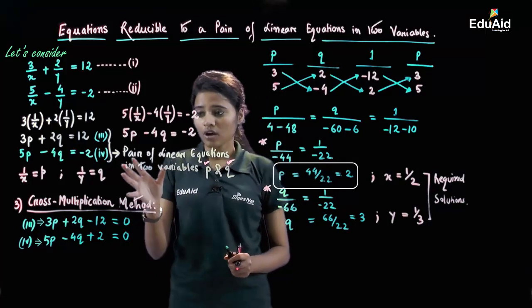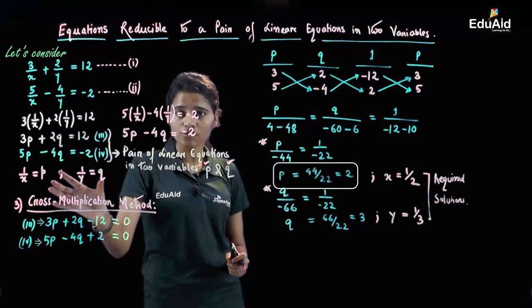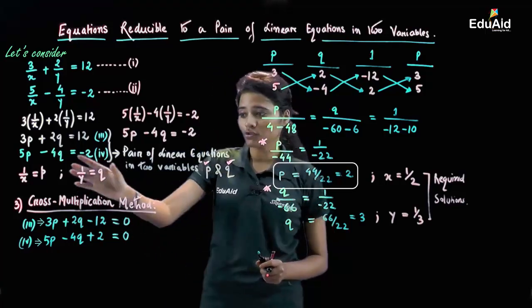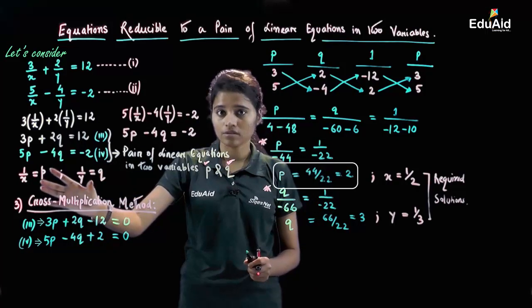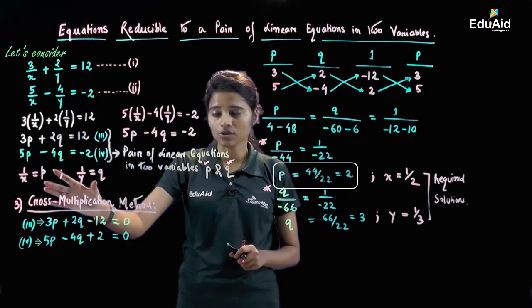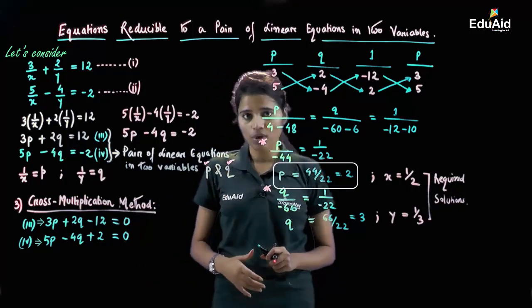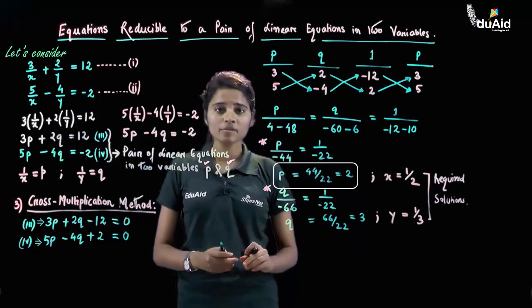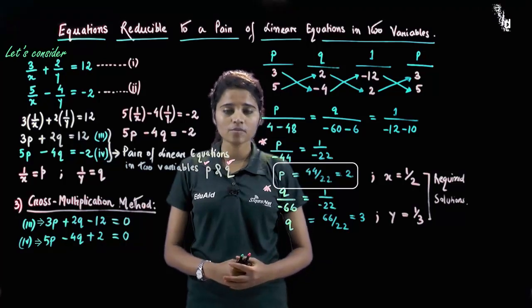And again, after you obtain the values of p and q, substitute in these equations and find the desired solutions of the variables x and y. So that's all for this session. In the upcoming session, we'll be summarizing the entire chapter. Thank you.